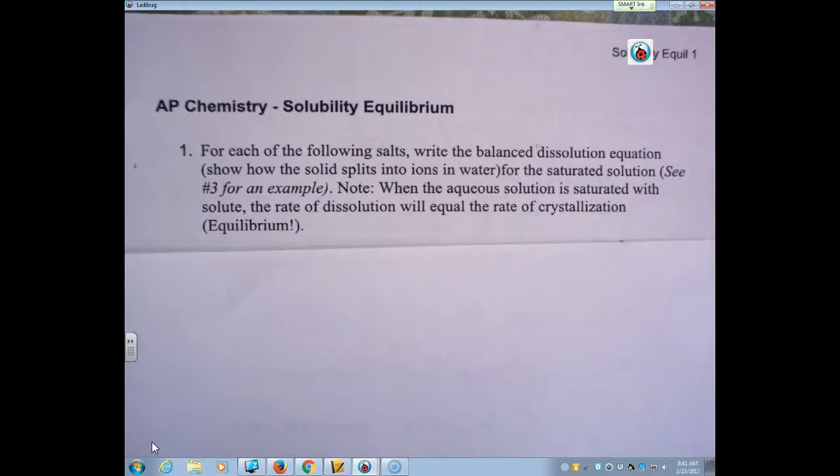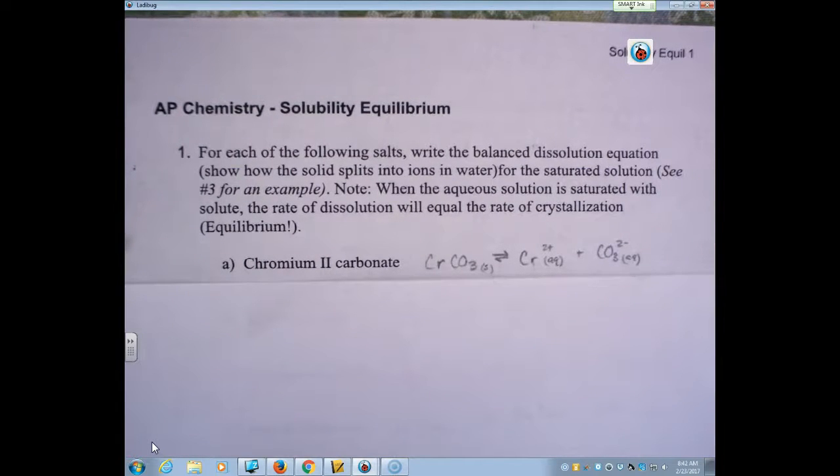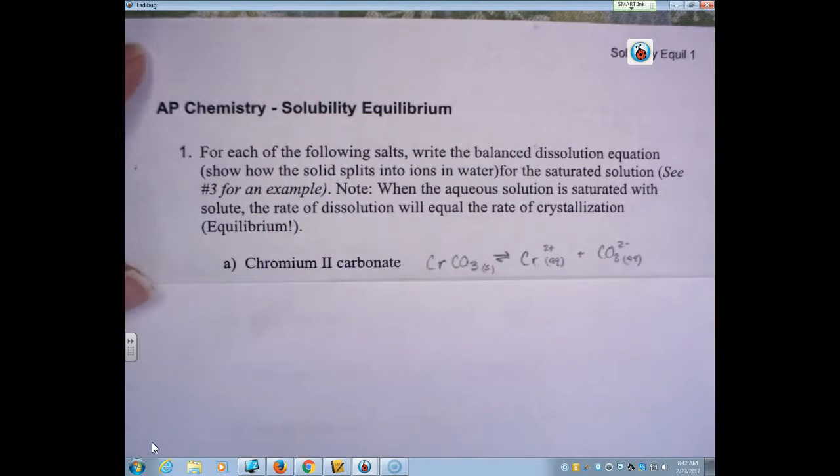A lot of these have to deal with slightly soluble salts, and with our solubility rules, we called these insoluble because they don't really dissolve a whole lot, but they do dissolve some, and it's just a tiny amount. So that's really what we're dealing with mostly in this chapter, is how much will actually dissolve of that tiny amount. So 1A, we're talking about chromium carbonate, so you had to write that formula correctly there.